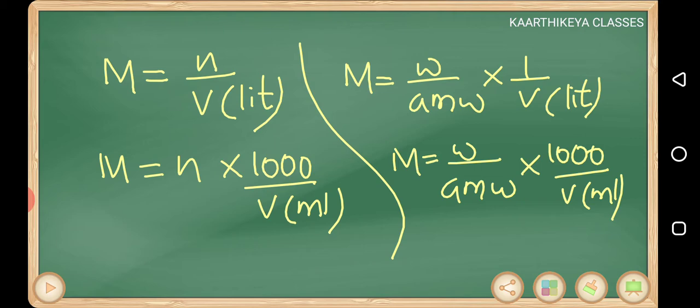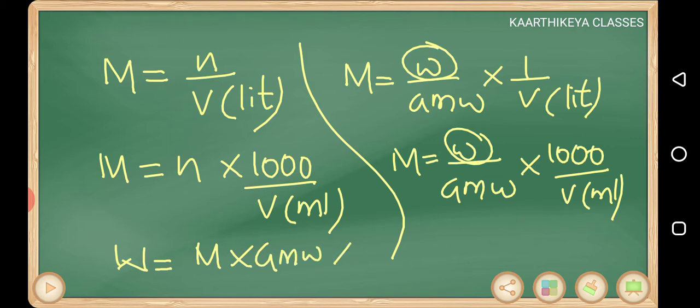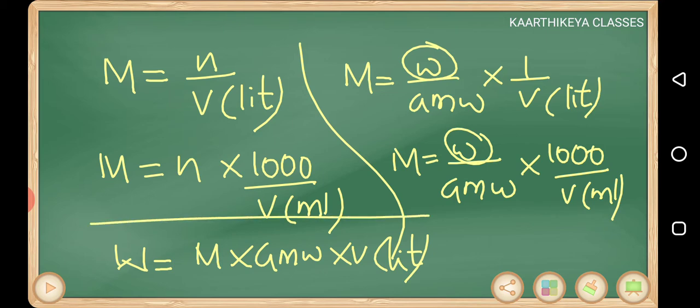Sometimes what they will ask you is, what is the weight of the compound? What is the weight of the solute? In such cases, weight is equal to molarity into gram molecular weight into volume, if volume is given in liters, otherwise volume by 1000 if volume is given in milliliters. This is to calculate the weight of the solute.